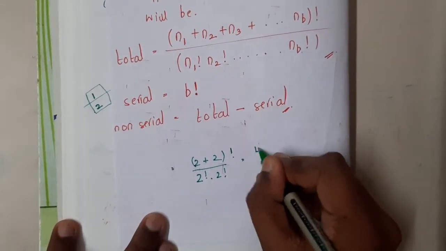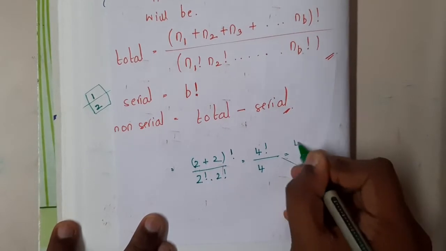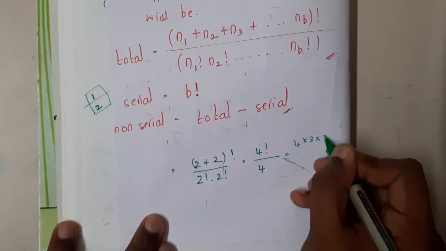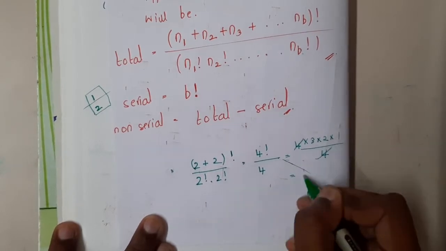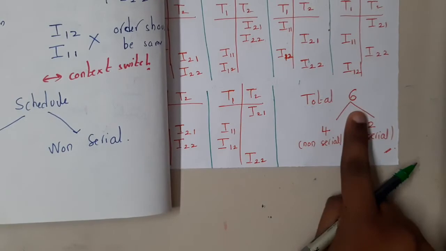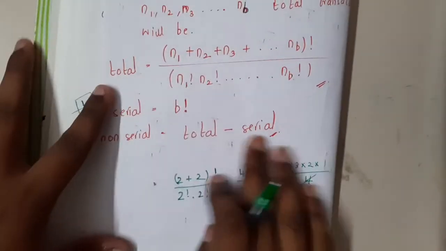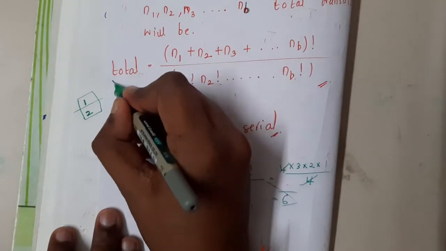That is nothing but 4 factorial divided by 4. That is nothing but 4 into 3 into 2 into 1 divided by 4. That is nothing but 3 into 2, that is 6. So if you recall, that is what we got, right? Yes. So that is the simple formula, right? So now you understood how exactly we are calculating this total.